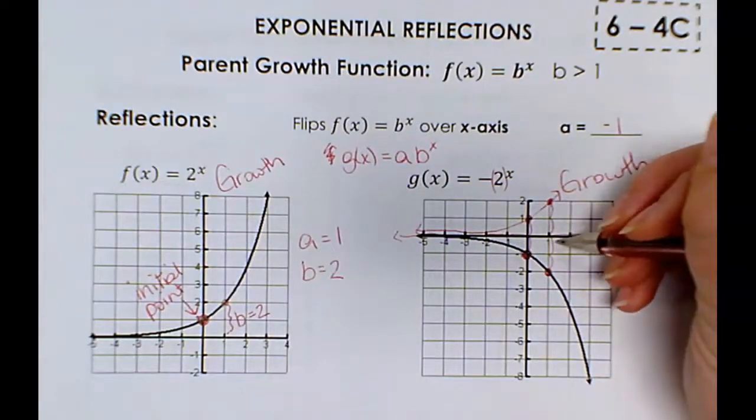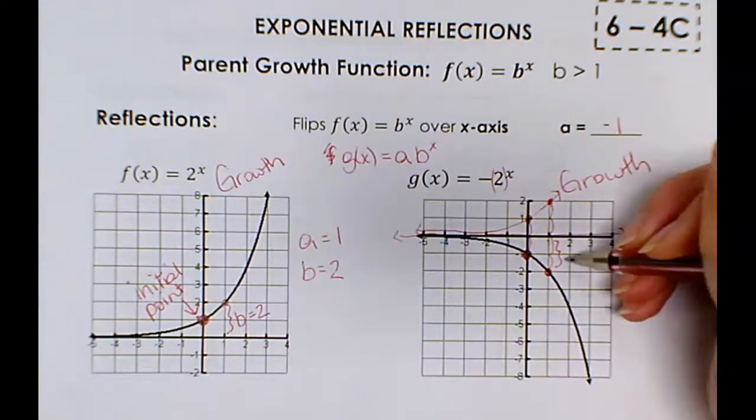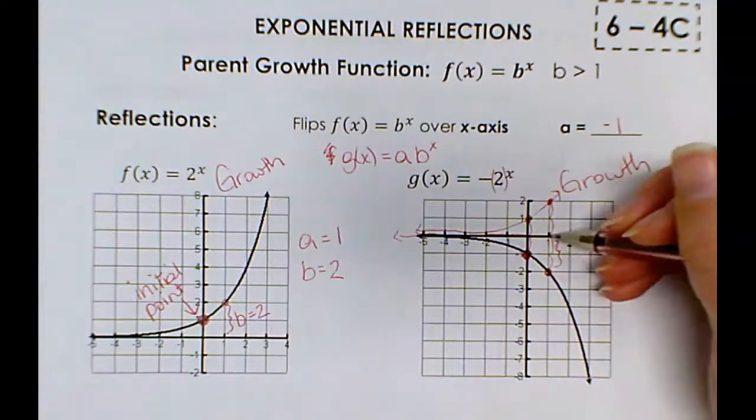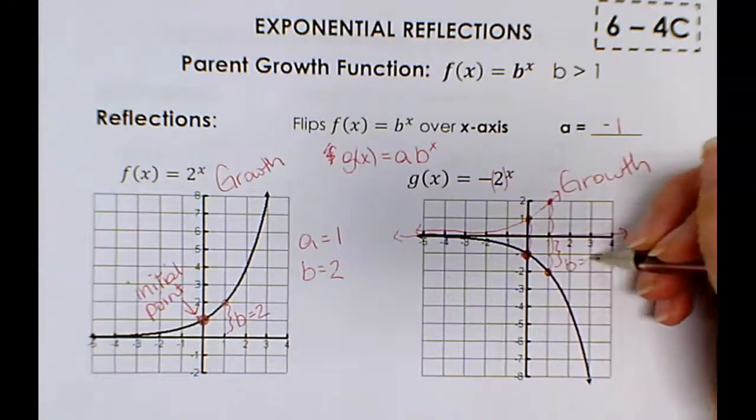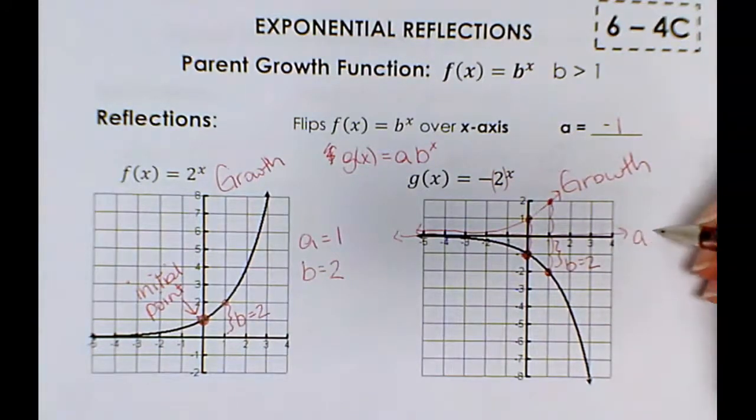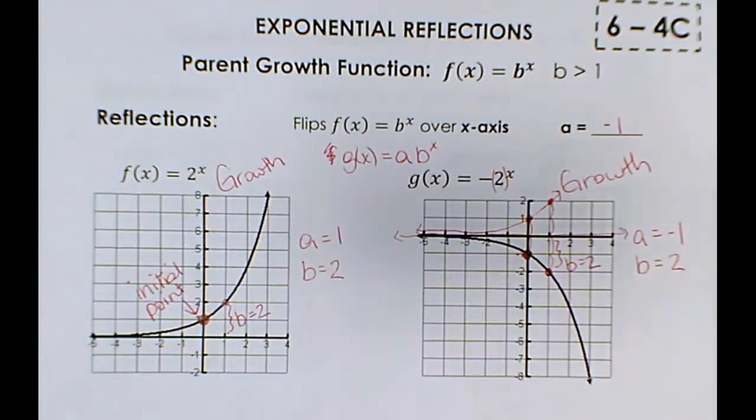This distance from the graph to the horizontal asymptote when you go 1 to the right, that's still the b value. So the a value is now -1, and the b value is still 2.